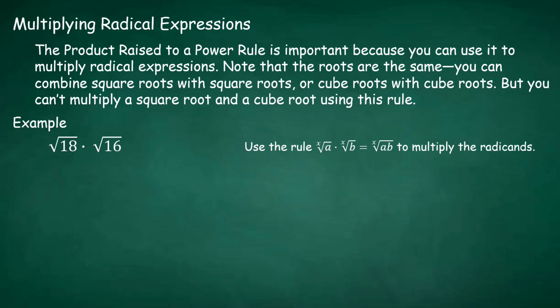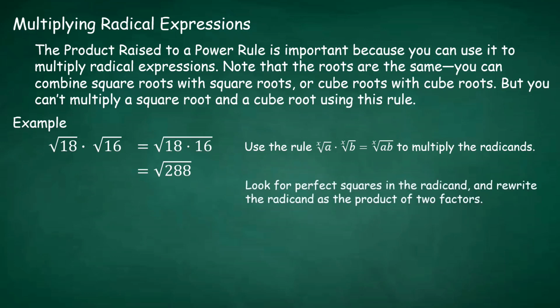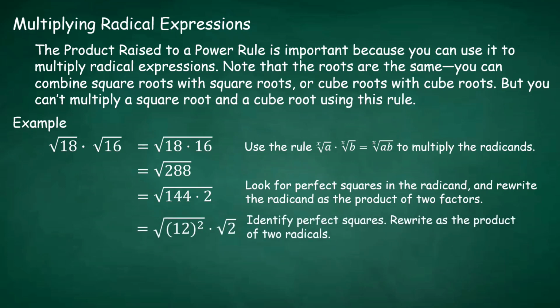Use the rule of multiplying radicals to multiply the radicands. 18 times 16 is equal to 288. Then look for perfect squares in the radicand, and rewrite the radicand as the product of two factors. Now we need to find the factors of 288 that have a perfect square. The factors are 144 and 2, and then rewrite as the product of two radicals. Simplify. Square root of 12 squared is 12, and copy the square root of 2, so the final answer is 12 square root of 2.